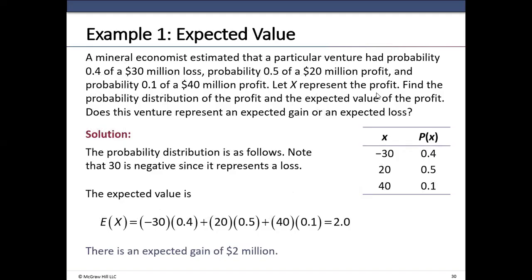A mineral economist estimates that a particular venture has a probability of 0.4 of a 30 million loss. Notice loss is a minus X value, minus 30. Probability is 0.4. There is 0.5 probability of a 20 million profit and 0.1 probability of a 40 million profit. So what is the expected value?